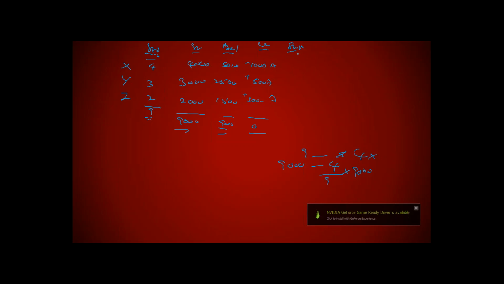Let's assume the standard rate for X is 2. So 2 into 2,000, 2,000 adverse. Let's assume for Y the standard rate is 1. 1 into 500, 500 favorable. Let's assume the standard rate for Z is 3. 3 into 500, 1,500 favorable.